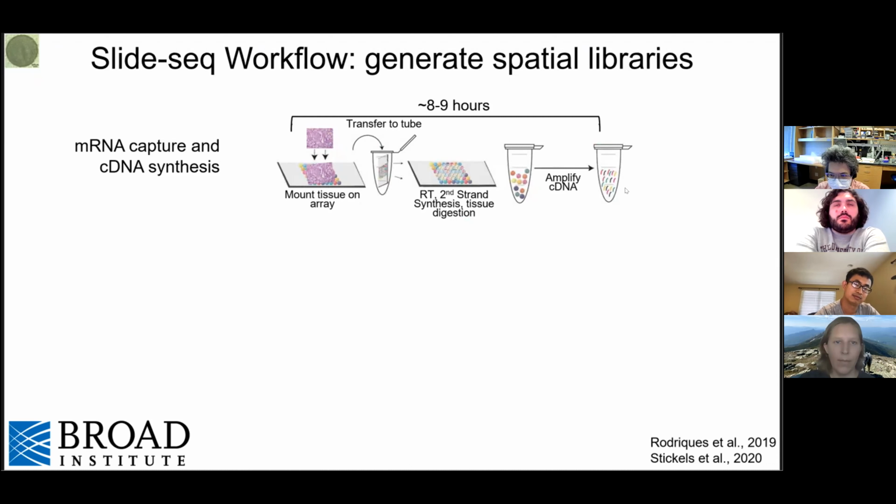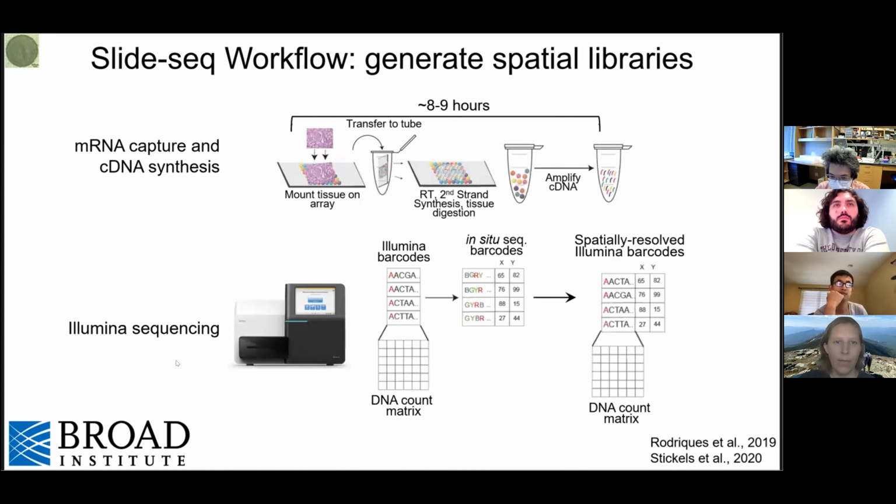You then perform normal library prep steps, in which you prepare the cDNA for sequencing, similar to single-cell RNA-seq. We do sequencing on a traditional Illumina sequencer. And the output is a little bit different.